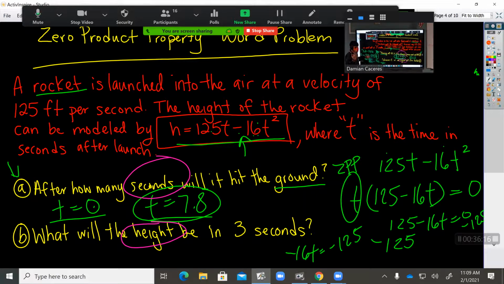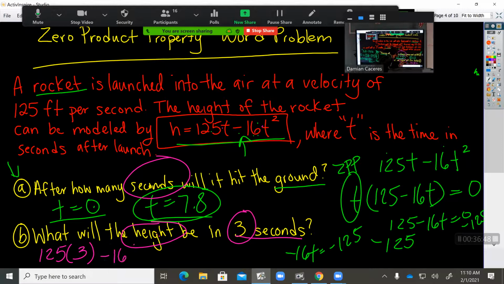This is just one, zero product property. You can use the quadratic formula with the song I'm going to teach you to get the same answer. But when they ask you for height, all you're doing is plugging in the number for t. Plug it in for t. So you have 125t. Instead of t, what are we going to put there? 3, because it says 3 seconds.